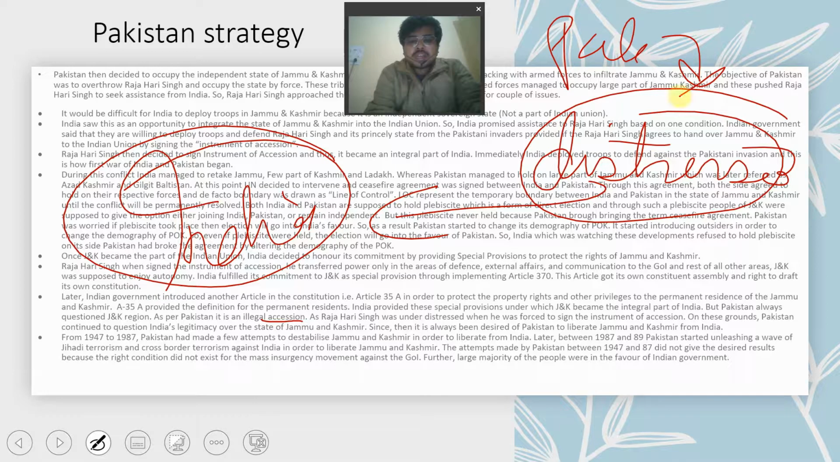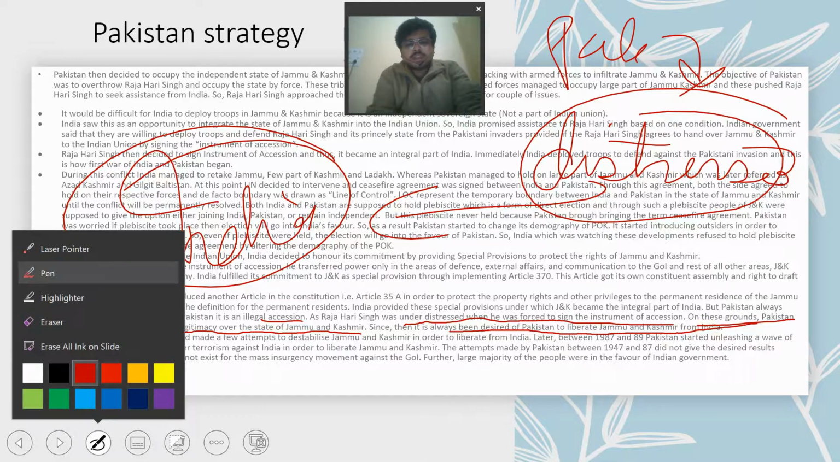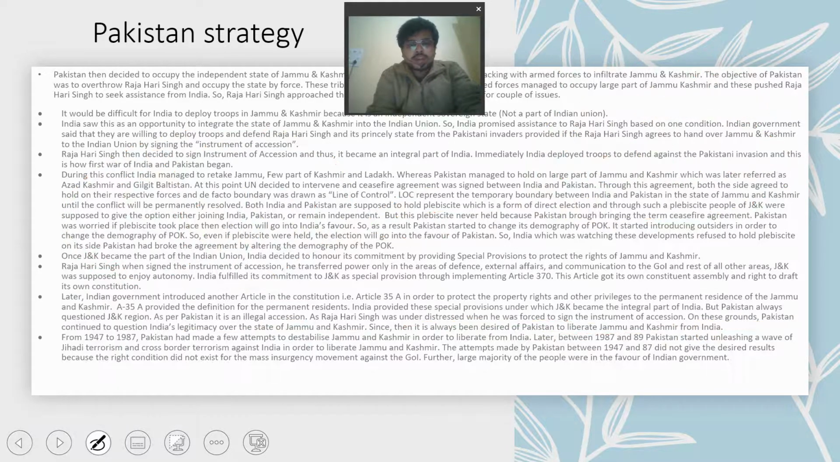So as Raja Hari Singh was under distress when he was forced to sign the instrument of accession, on these grounds Pakistan continued to question India's legitimacy over the state of Jammu and Kashmir, since it has always desired to liberate Jammu and Kashmir from India. So from the start, the main motive of Pakistan is to liberate Jammu and Kashmir from India.